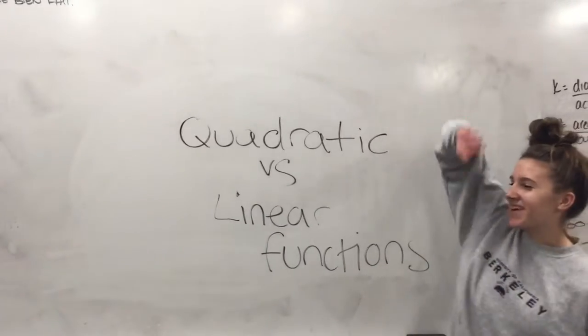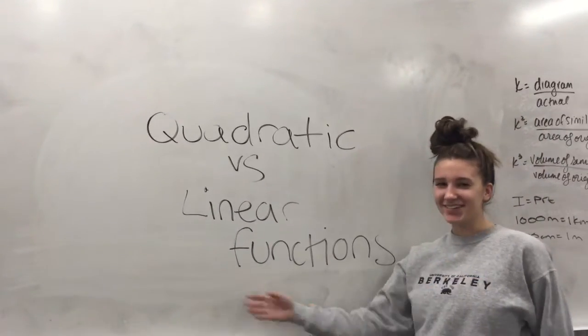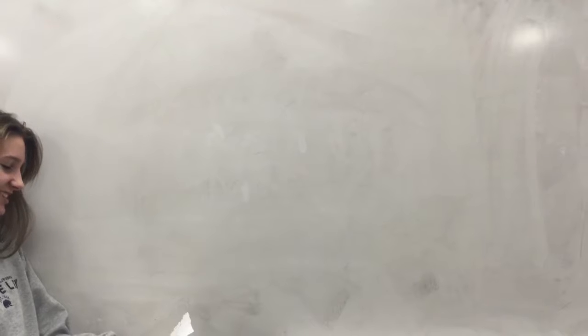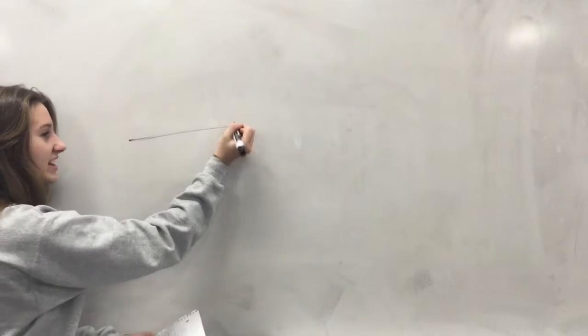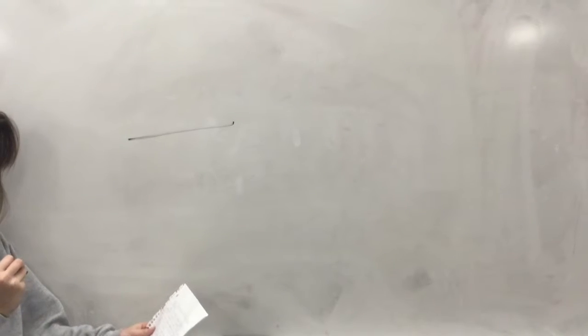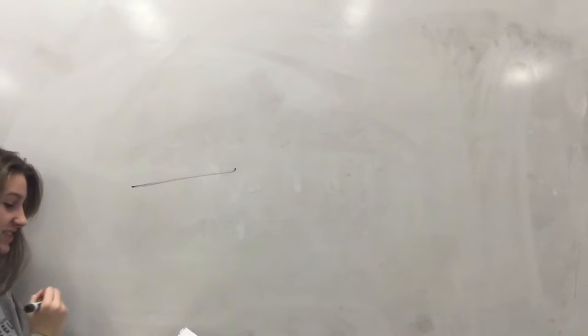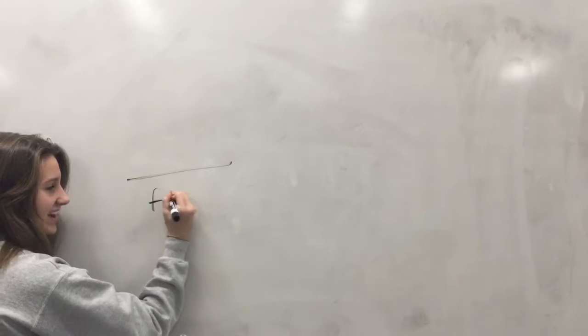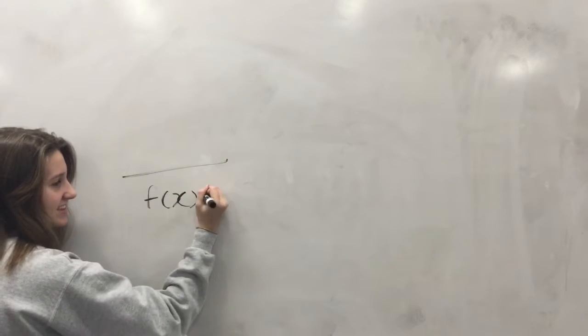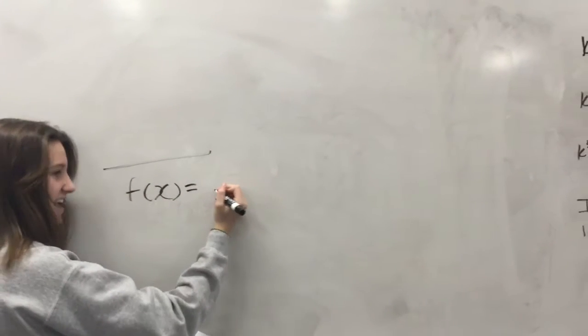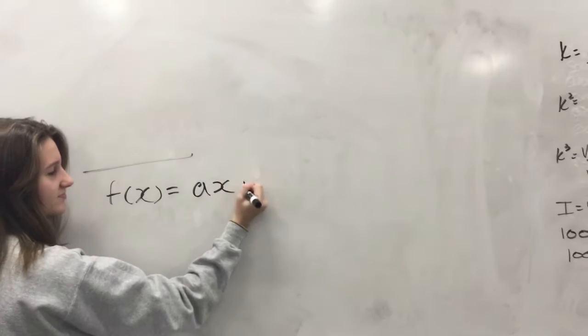We are going to be learning about quadratic versus linear functions. Let's start off with linear functions. A linear function when graphed is a straight line and can only be a straight line. Linear functions can be written in the form f of x equals ax plus b.